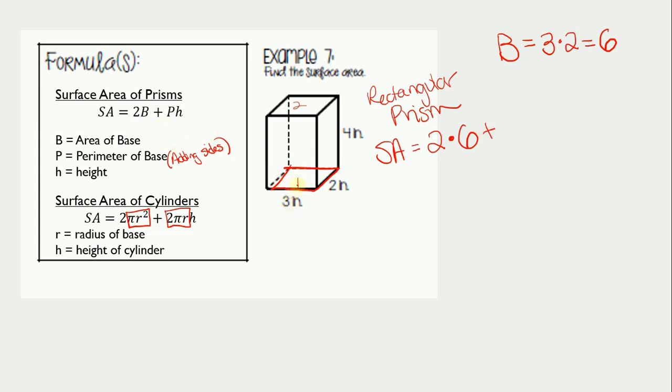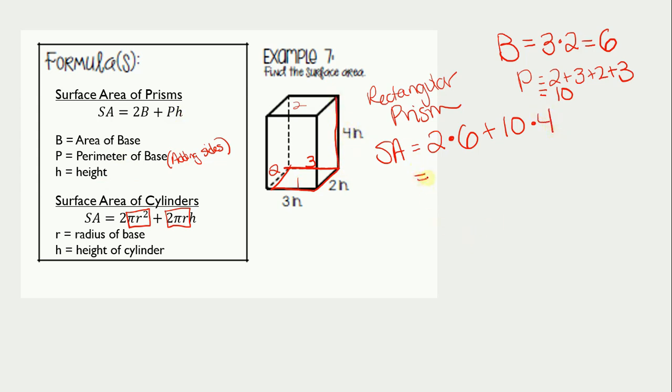So this is 3. This is 2. The back here, that would have to be 3 because these are the same, right? It's a rectangle. This guy would have to be 2. So perimeter of my base, P, is got to be 2 plus 3 plus 2 plus 3, or 10. So I'm going to go plus 10 times my height. My height, how tall am I? I am 4 inches tall.